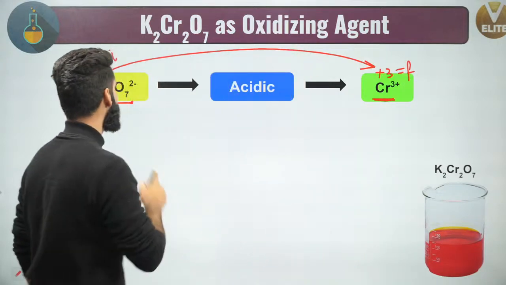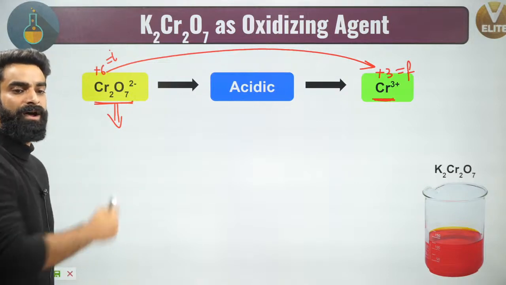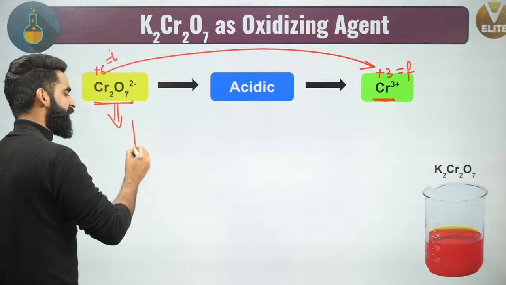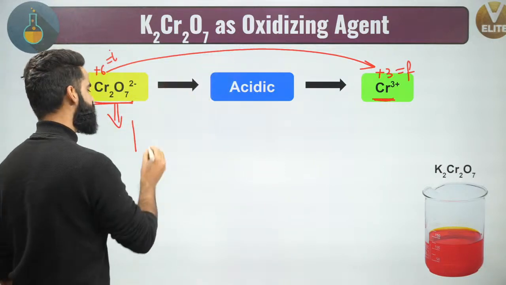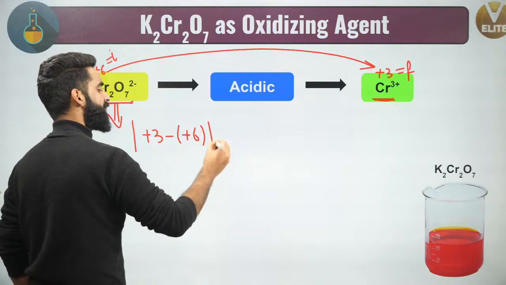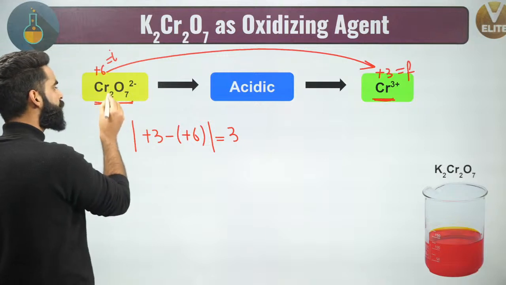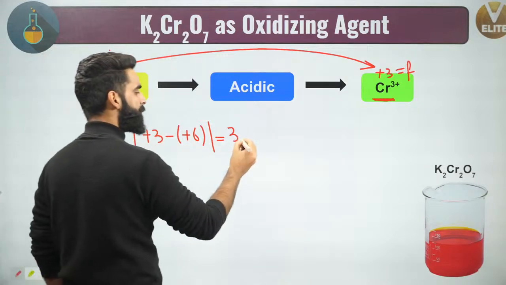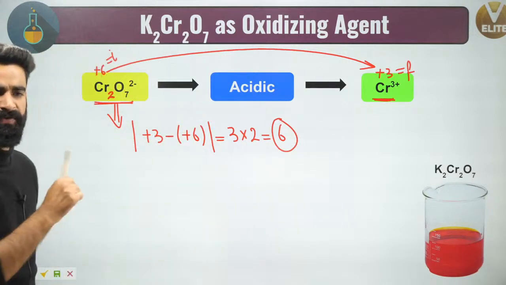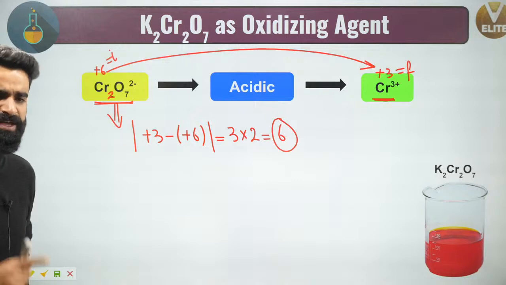If I want you to calculate the n factor of this potassium dichromate, the n factor of this Cr2O7²⁻ ion right here, what is it going to be? It's going to be the magnitude of the final oxidation state of chromium, which is +3, minus the initial oxidation state of chromium, which is +6. You'll get the value as 3. But this 3 is the change in oxidation state for one atom of chromium. Right here I have 2 atoms, so I multiply it by 2. So its n factor is simply going to be 6. So remember, the n factor of your Cr2O7²⁻ is going to be 6.